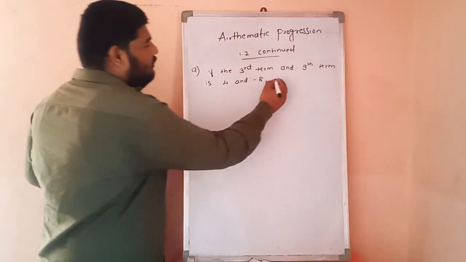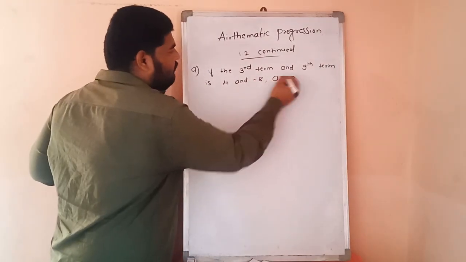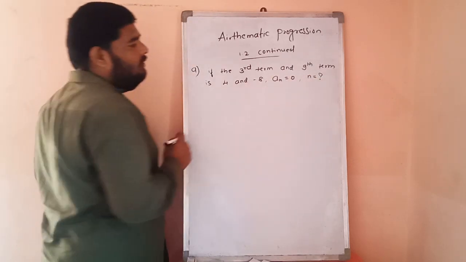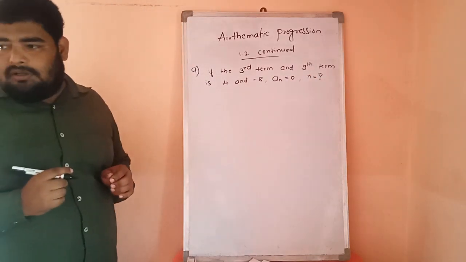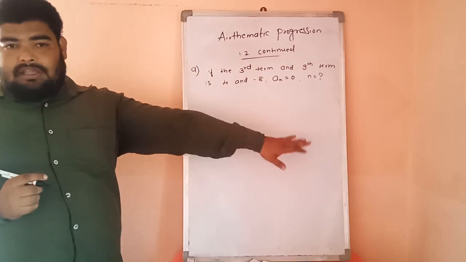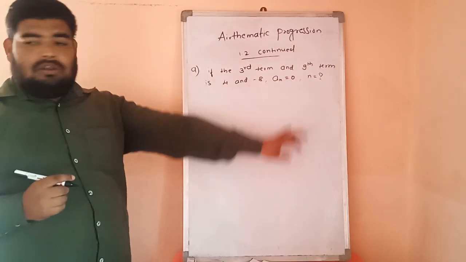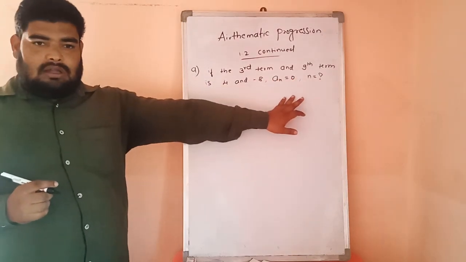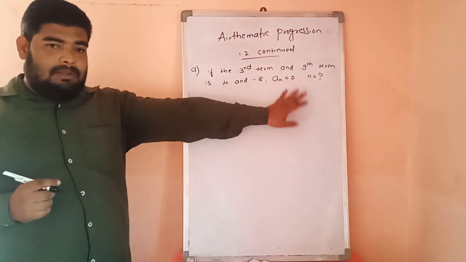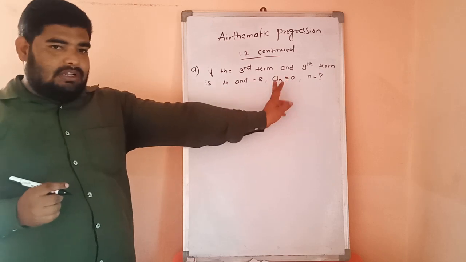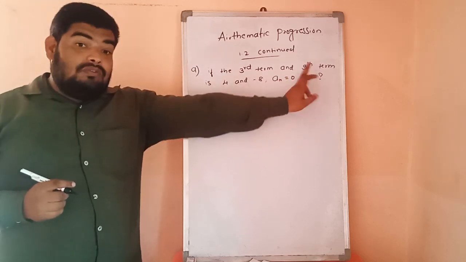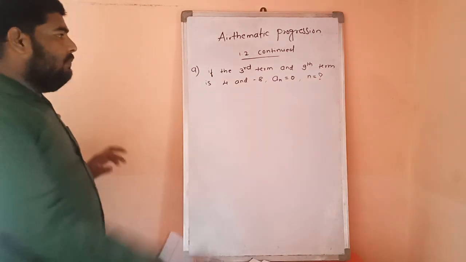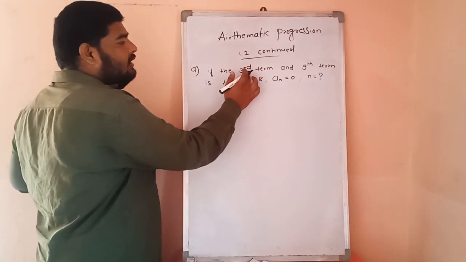Here an is equal to 0, already given. What we have to find? We have to find the value of n. Okay, which term, which number term becomes 0. So they have given us the an value. Understood? Which term of an AP is 0? So that is arithmetic progression an. Last term is 0. So what is n?